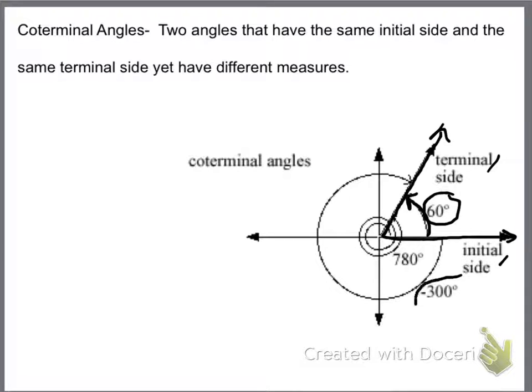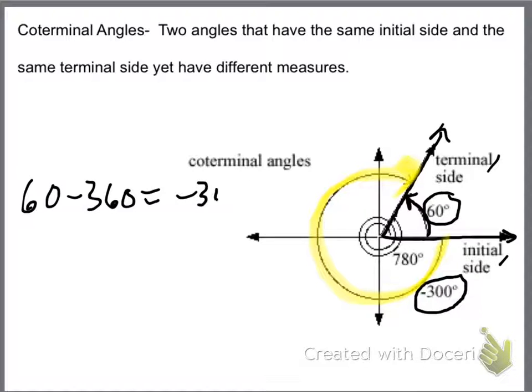So you kind of see down here where they have this negative 300. Negative 300 started at the initial side, and instead of going the positive direction, it goes the complete opposite. Now, how did they get negative 300? Well, what they did is they did 60 minus 360. That gives you negative 300.